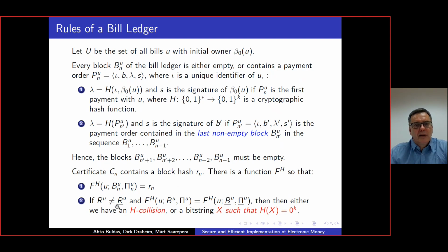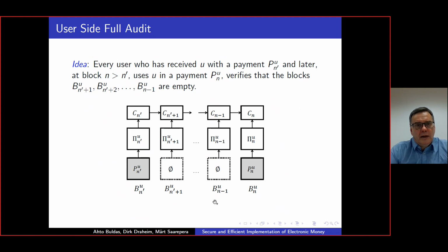And it has collision extraction properties, so that if we have two different blocks, there should be B's, not R's, sorry, and we obtain the same result with different blocks and different certificates, then either we can extract an H collision from the computations, or a bit string X, which is a pre-image of 0 hash.